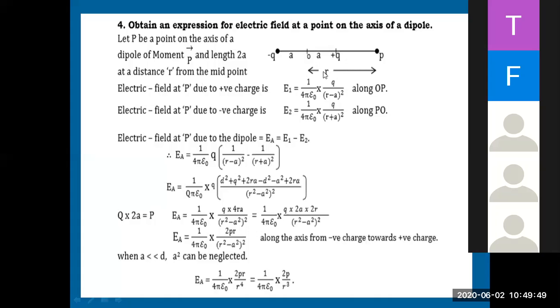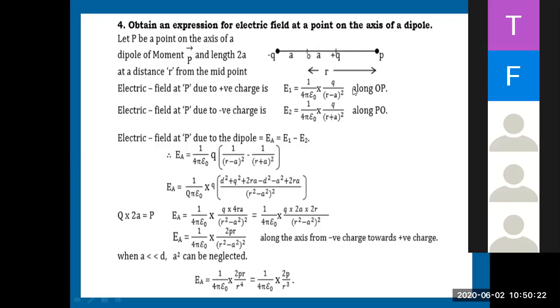Same thing, electric field at P due to the negative charge. Observe, here it is negative. That is E2 will be equal to 1 divided by 4 pi epsilon naught Q divided by, negative means here you will get a plus sign. It is r plus a the whole square. Why are we getting plus? Charge minus Q is here. So from P to O it is r. From O to minus Q it is a. So if I want for this, I should add the total length. That is r plus a the whole square.